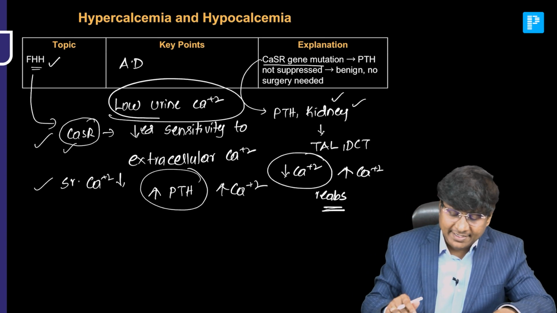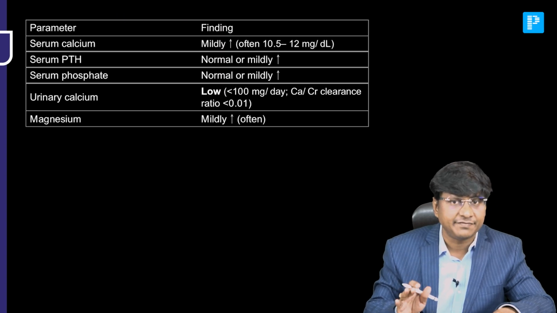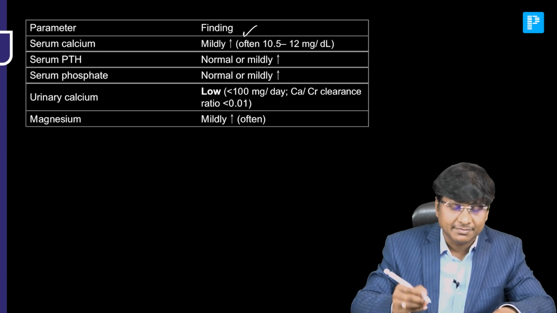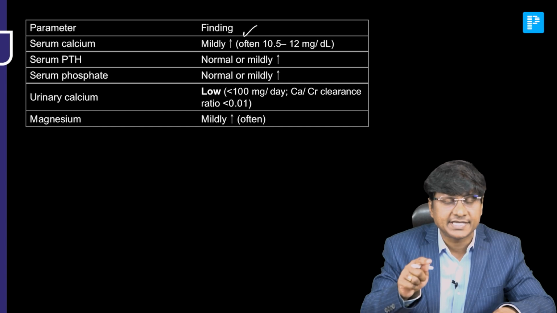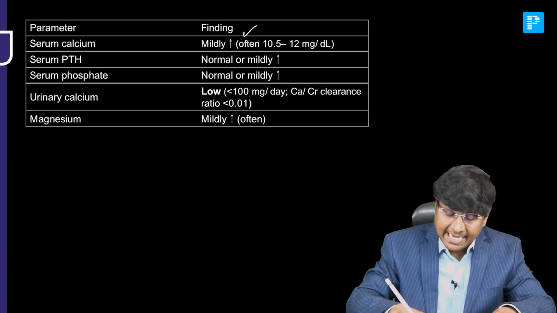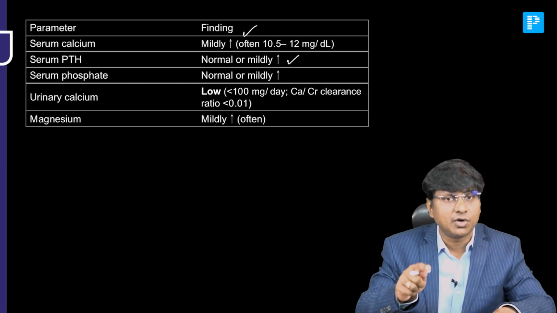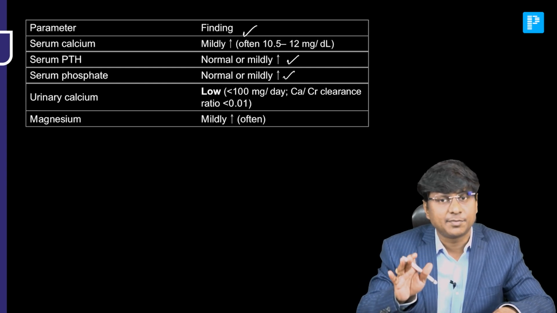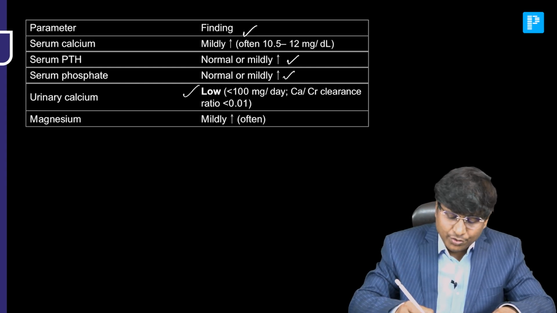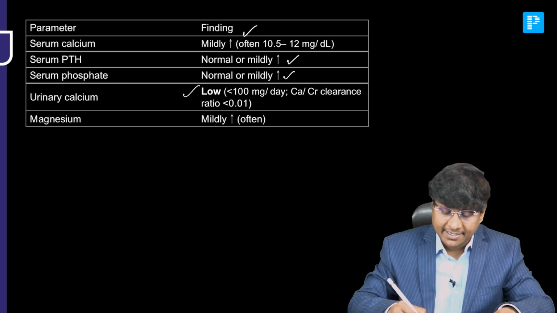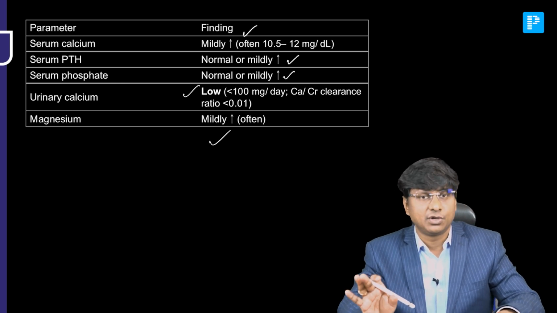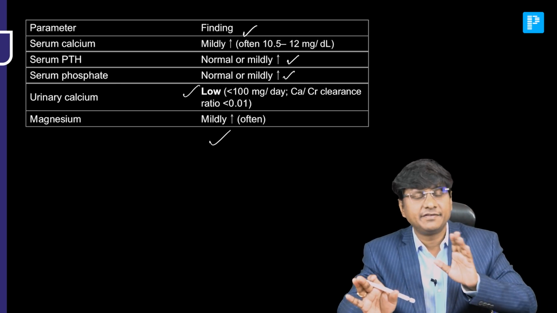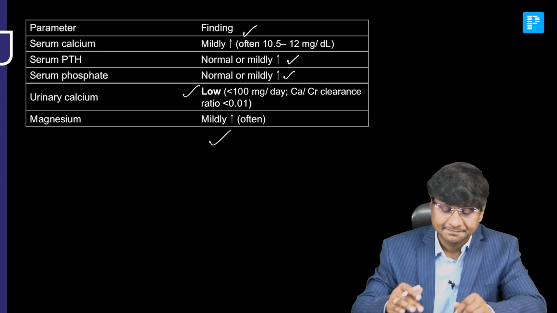Now, in case of familial hypocalciuric hypercalcemia, if you see the various parameters, the serum calcium levels are mildly elevated because there is increased calcium absorption at the level of the kidney. And parathyroid hormone, either it is normal or it is mildly elevated. And the serum phosphate levels, either they are normal or mildly elevated. And what about the urinary calcium? That will be reduced. And there is mild elevation of the magnesium. So, this is about familial hypocalciuric hypercalcemia.